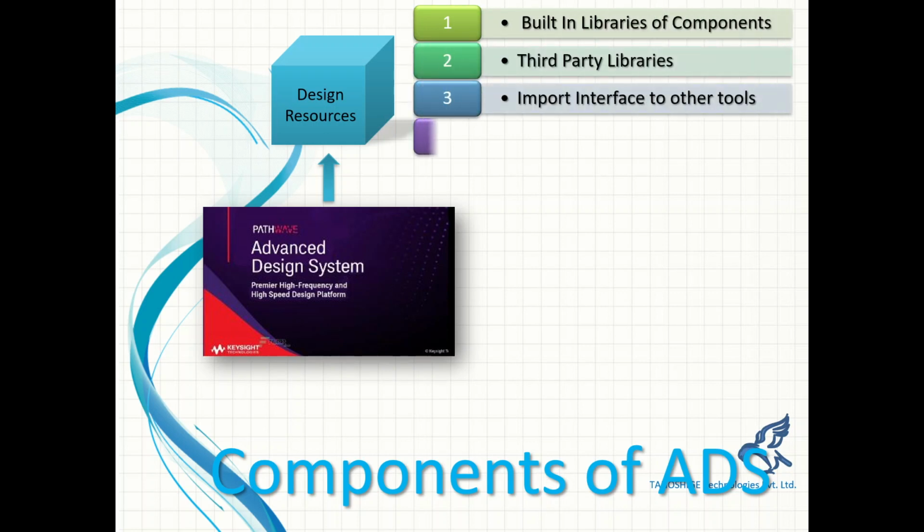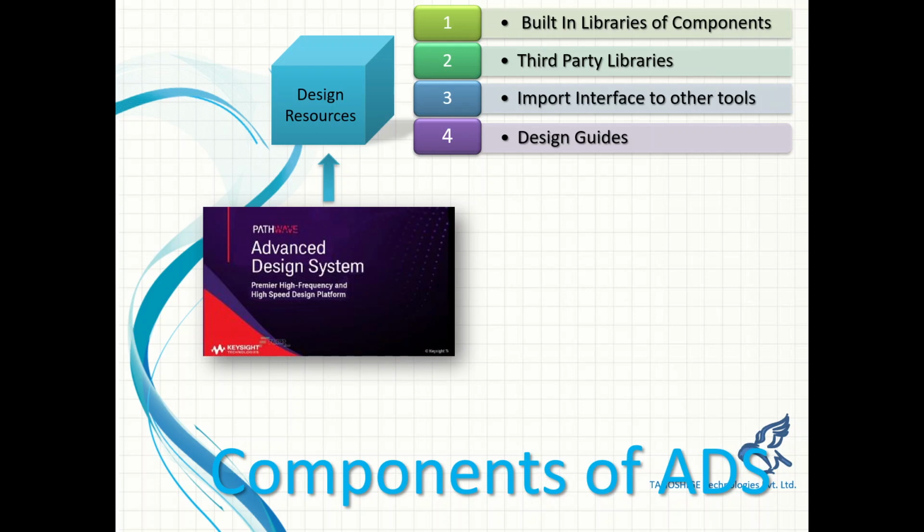Basically everything sits inside a single hood. These design resources are the built-in libraries of components, like resistors, inductors, capacitors, and stuff like that. These are more or less ideal models which you can use in your design. Then you have third-party libraries. Some of them are available, and I'll show you how to use them. But if you are working with a certain foundry, you would have to sign an NDA with them, and then you can get access to their PDK, or process design kit. So these are third-party libraries.